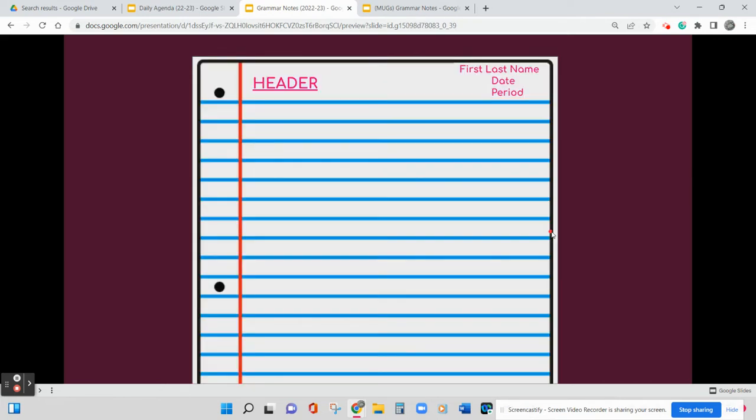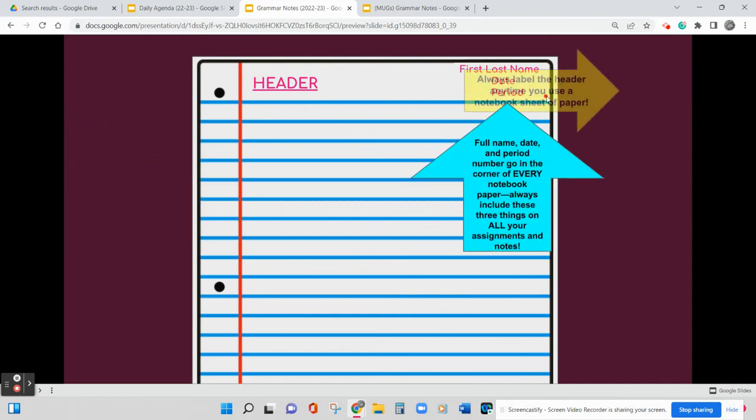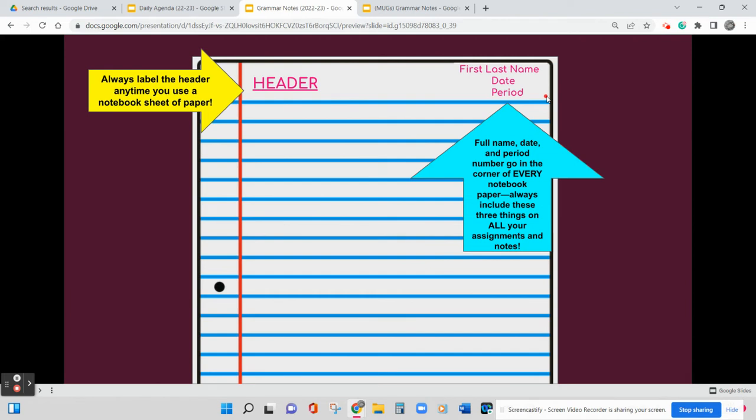So please make sure you have your notebook sheet of paper, and across the top we are going to fill in our header. First and last name, date, and period should be going in the top right-hand corner of your notes. So today's heading should say something like Mug number 4, Comma Rules Part 2. Please make sure that you include what Mug 4 is going to be about, in our case Comma Rules Part 2, because when you are flipping through your notes and studying for any kind of test or quiz, you want to be able to jump right to the information instead of having to read all your notes to figure out what these notes were about.